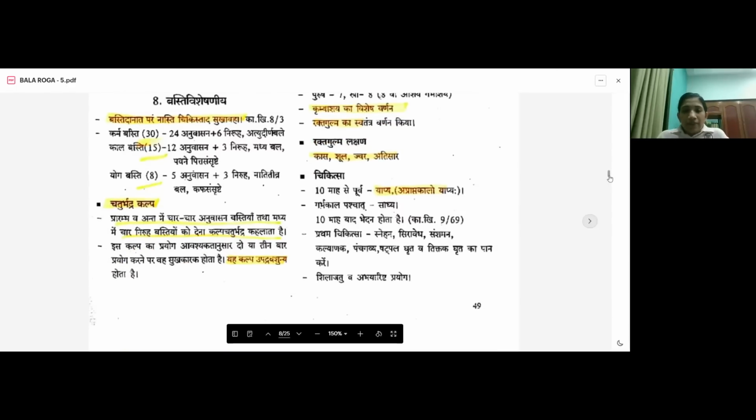The Chikitsa, 10 months se पूर्व, it is Yapya. So Garbhakal ke पश्चात it is Sadhya. This is the prognosis of the disease. The disease is Yapya before 10 months, and after 10 months it is Sadhya.